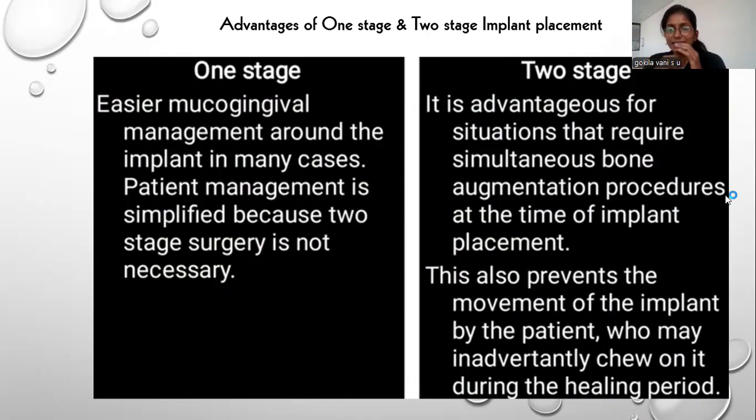As I said, regarding implant stability, any micro movements of more than 150 microns will affect your initial healing. So this two-stage implant prevents this micro movement and will help in the healing process. So these are the advantages of your one stage and two stage implants.